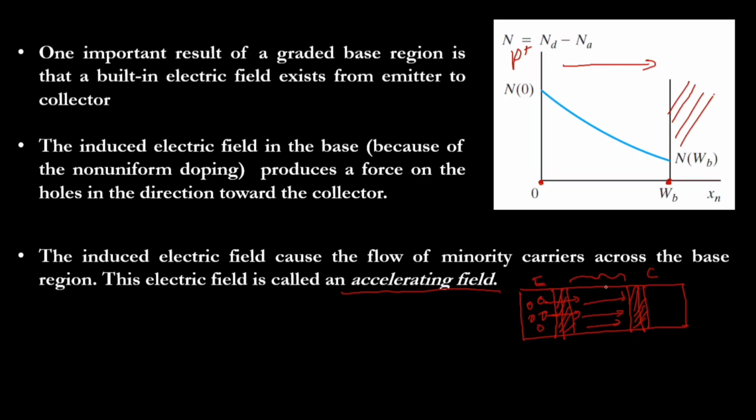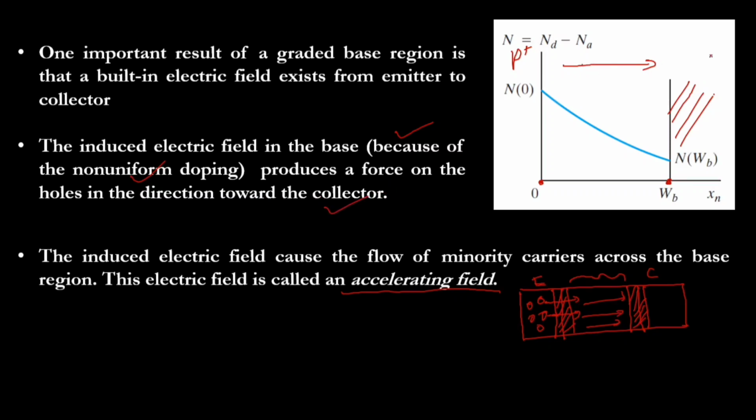Okay, I can call it a drift. So this is actually the drift current. The current due to this phenomenon is known as drift current. Look at this point: the induced electric field in the base, because of non-uniform doping, very important, produces a force on the holes in the direction towards the collector.